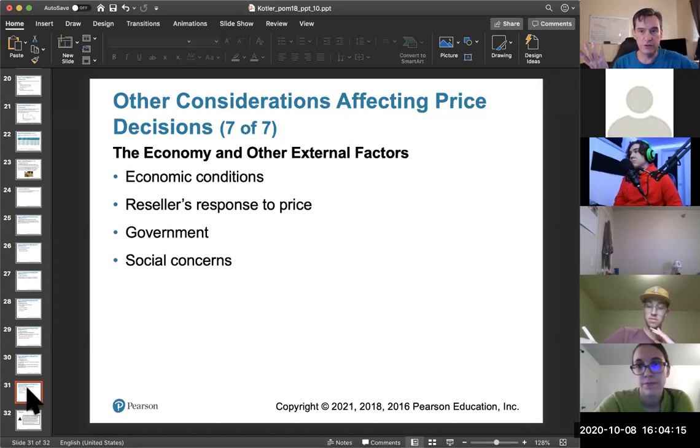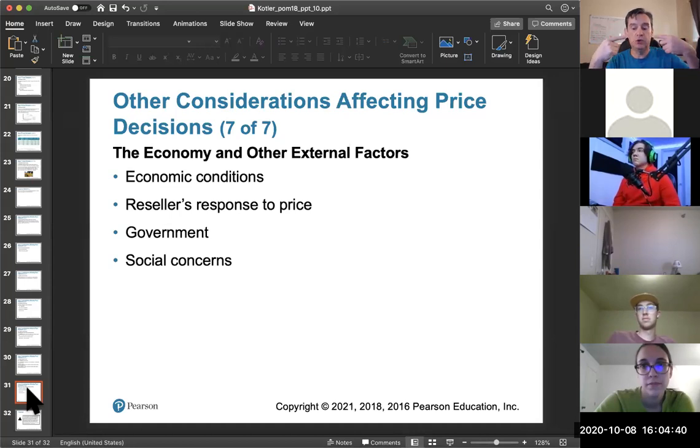You just have to consider economic conditions, reseller response to price, government, and social concerns. The last thing to tell you is that you change the price and your competitor is watching you, and so he will give a response. And how do we study in the academy those responses? Because your price is your value proposition, and to that value proposition your competitor will respond. That is called game theory, and that is very interesting. And there is an equilibrium.